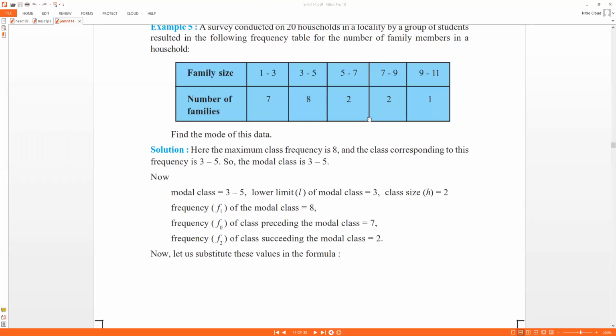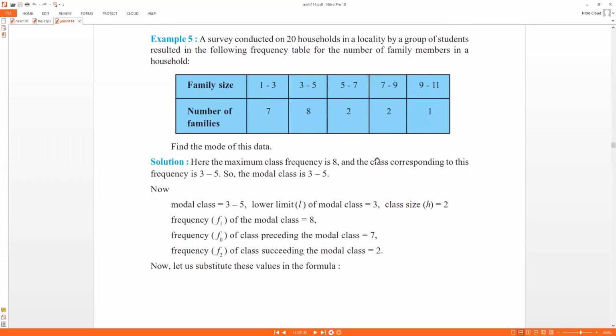Let us try and understand this by solving a problem. ओके, उद्या आपण सॉल्व करूया. ठीक आहे, बघा. A survey conducted on 20 households, so the total frequency is 20. Okay, in a locality by a group of students resulted in the following frequency table for the number of family members in the household. So again I suggest you draw a vertical table, okay, instead of horizontal. जरी दिला असेल तरी verticalच काढा तुम्ही, सोपं पडतं ते. Find the mode of the data.